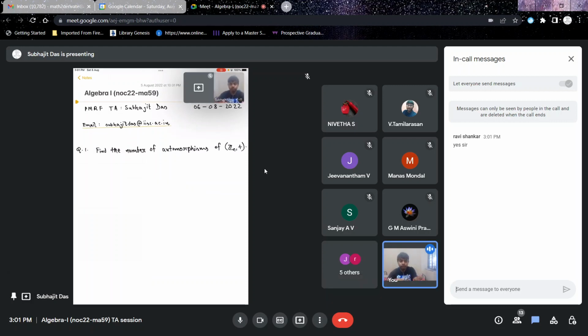We start off with a very simple question, which is about finding the number of automorphisms of Zn under addition. You know that Zn is a group under addition. So you are asked to find all automorphisms of Zn, or all symmetries of Zn.